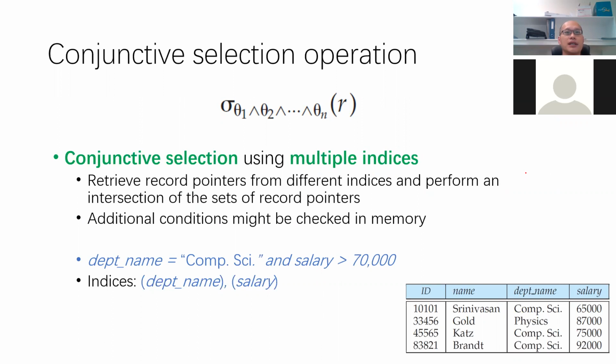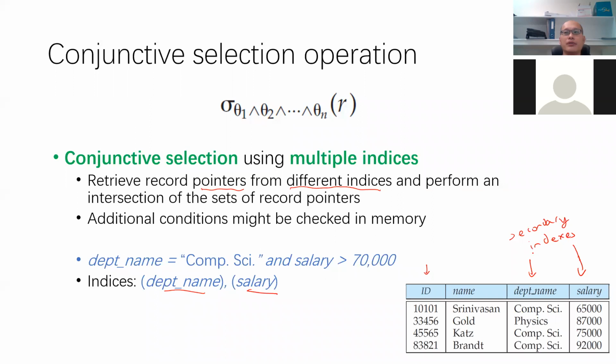So conjunctive selection using multiple indices. For this, you have to retrieve records from different indices and perform intersection of the sets of record pointers. So for example, if you have department name, and you also have salary, in this case you have two indices over here. It may well be that one is a primary index, one is a secondary index. In this case, both of them are secondary indexes.